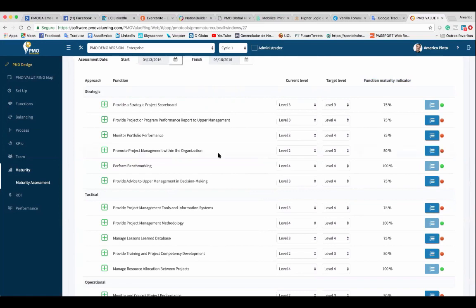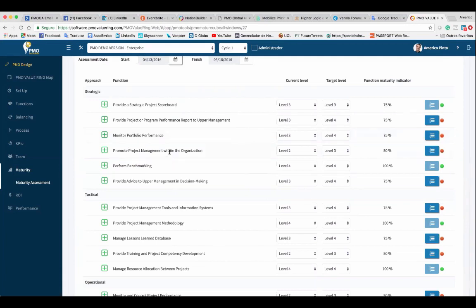Again, when we talk about strategic functions, every time you have a function that is related with strategy or with the upper level management, we considered it a strategic function. For example, provide a strategic project scoreboard. So, by definition, it is a strategic function. Provide project or program performance report to upper management. Upper management is the key word, so it's strategic. Monitor portfolio performance. Portfolio is strategic, okay?